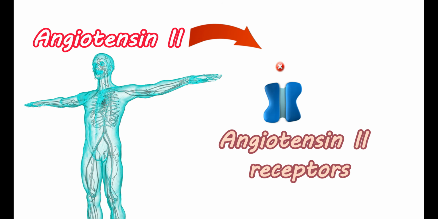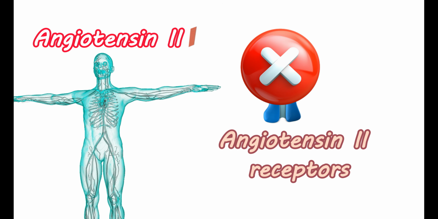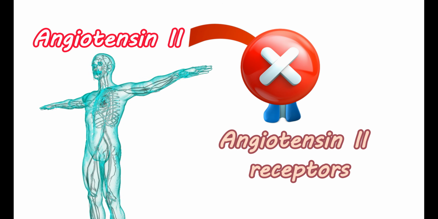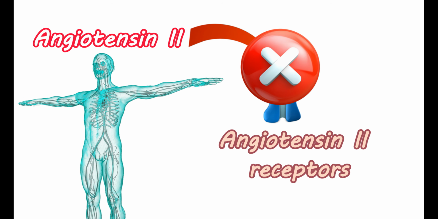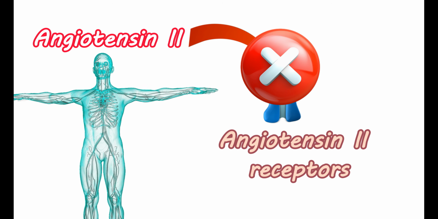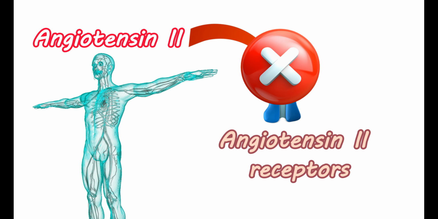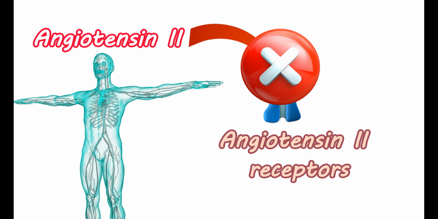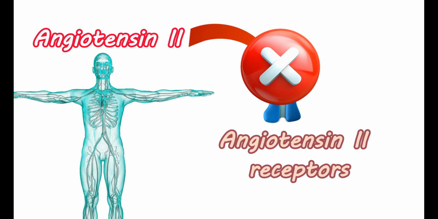Olmesartan selectively blocks these receptors. It acts as an antagonist at these receptors, preventing the binding of angiotensin II. It prevents contraction of arteries, leading to lowering of your blood pressure. In addition, olmesartan also blocks other actions of angiotensin II.